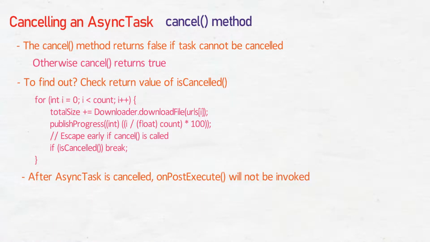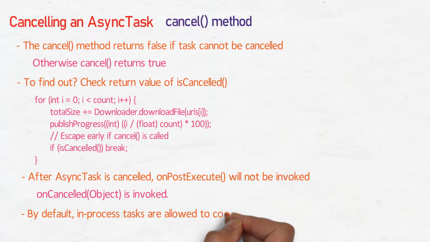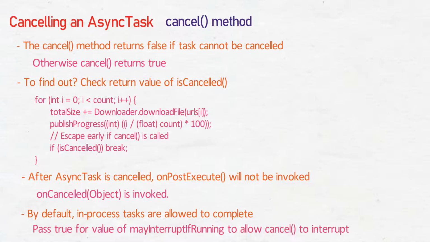After an async task is cancelled, onPostExecute will not be invoked after doInBackground returns. Instead, onCancelled is invoked. The default implementation of onCancelled simply invokes onCancelled with the result and ignores the result. By default, in-process tasks are allowed to complete. To allow cancel to interrupt the thread that's executing the task, pass true for the value of mayInterruptIfRunning.